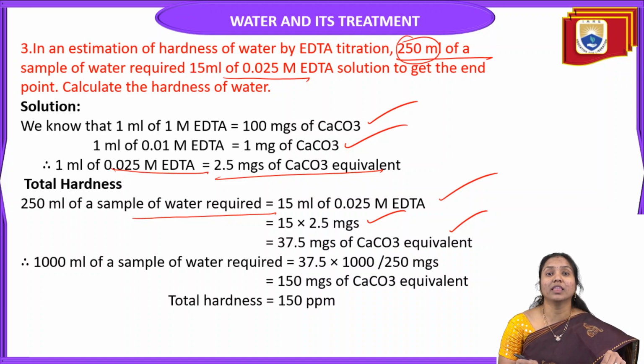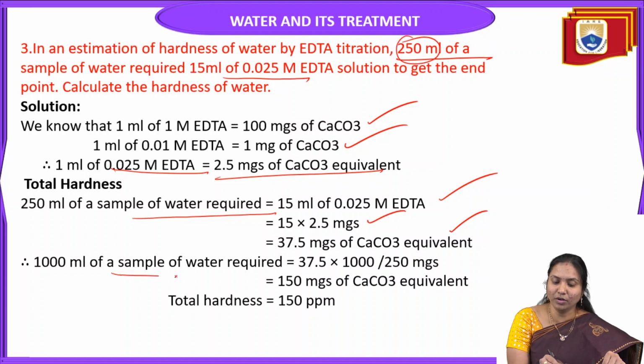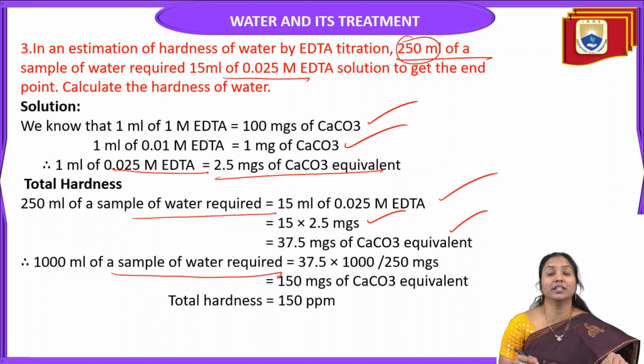Therefore, 1000 ml of sample water requires 37.5 into 1000 by the total volume of water sample, which is 250. So 37.5 into 1000 by 250 is equal to 150 milligrams of calcium carbonate. So total hardness equals 150 ppm or 150 milligram per liter.